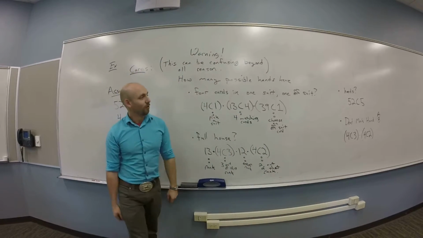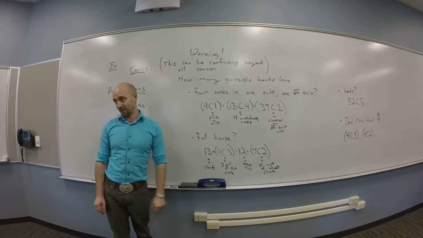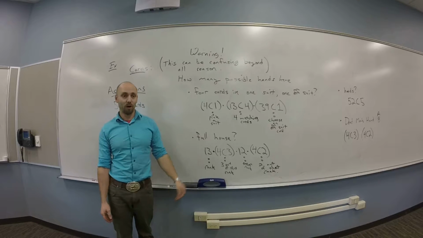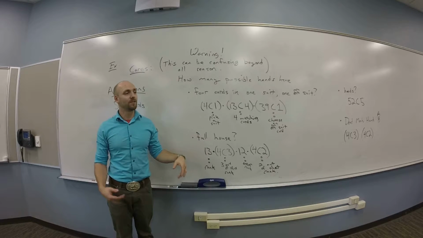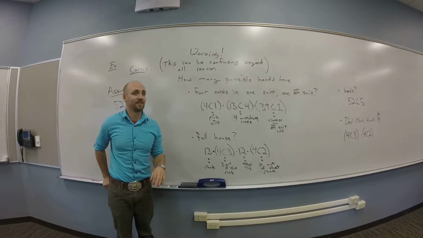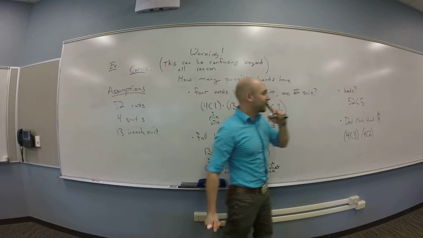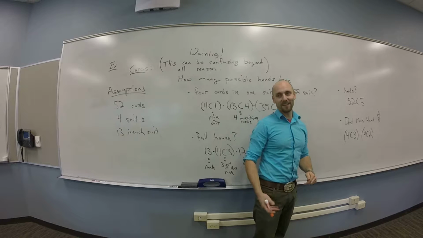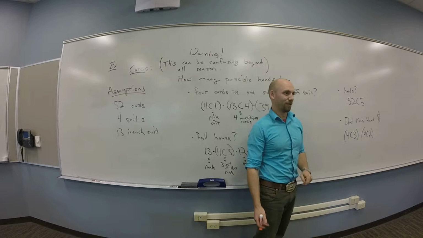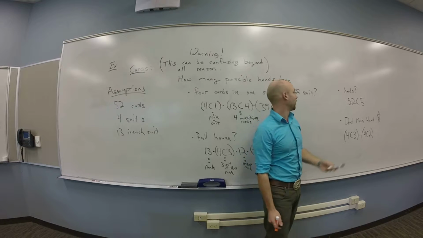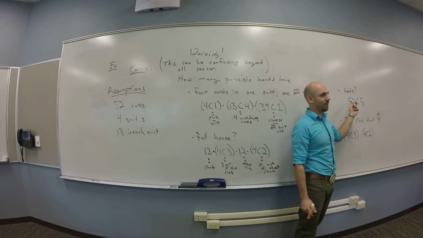Okay, so we calculated a bunch of numbers, right? We did choosing for card hands. Let's see if we can come up with the probabilities of these things. So, first things first, I need to know how many possible card hands there are at all. So that's this, how many hands are there?